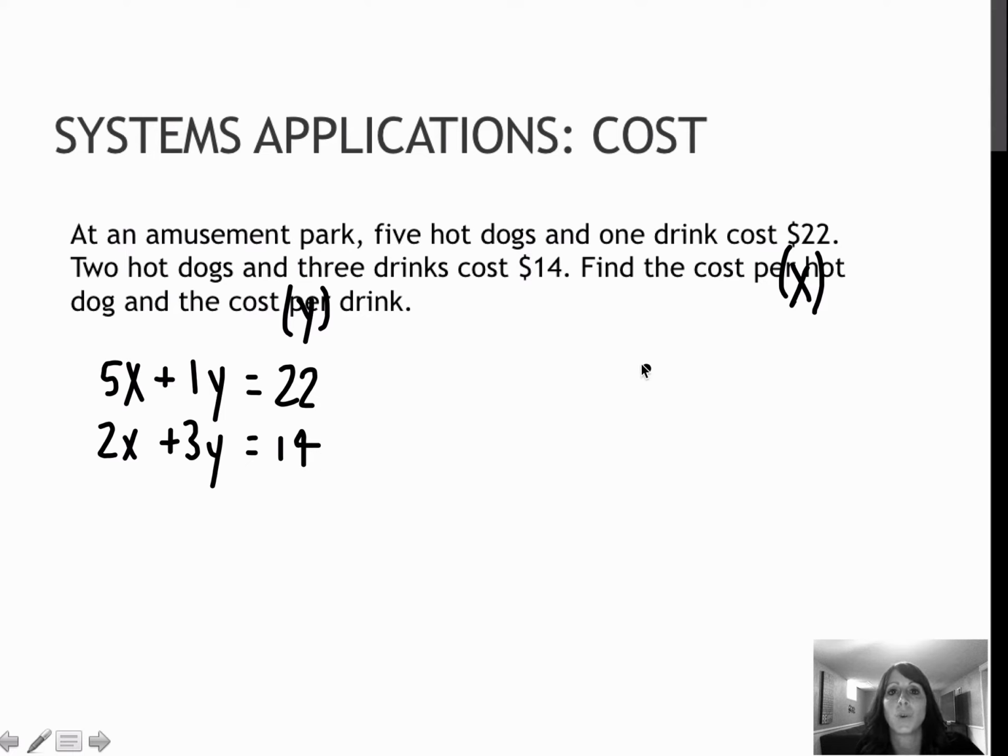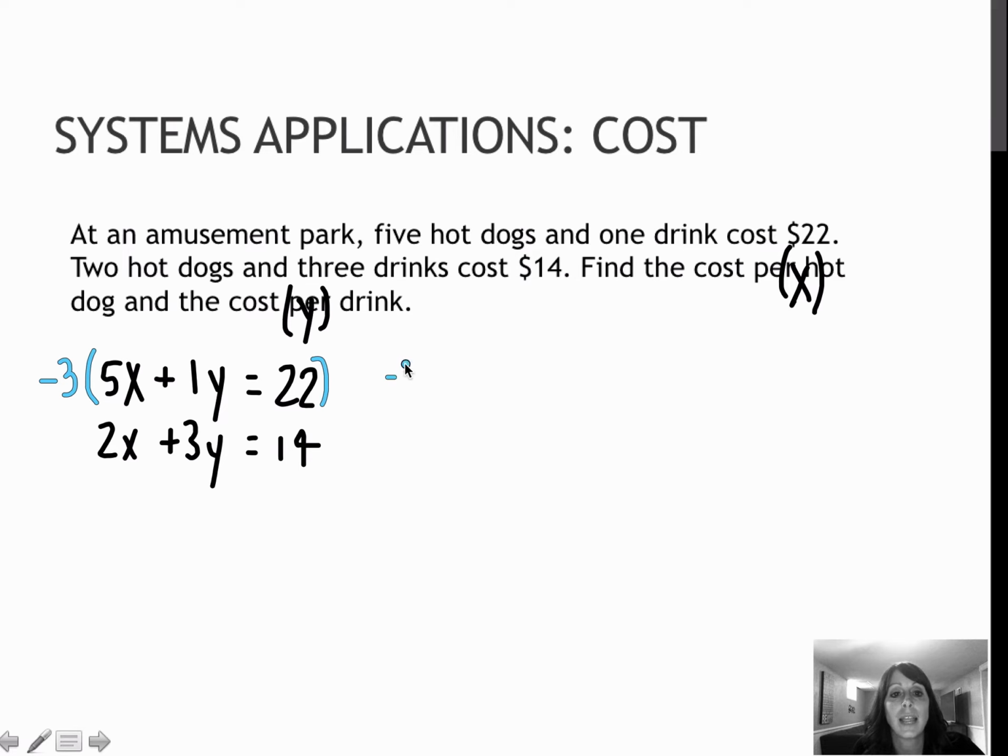That's my system of equations. Now I need to solve the system of equations by graphing, substitution, or elimination. I don't prefer graphing because it's not quite as exact, so I'm going to choose elimination by taking the first equation times -3, because that's going to give me a -3y and a positive 3y that will then eliminate.